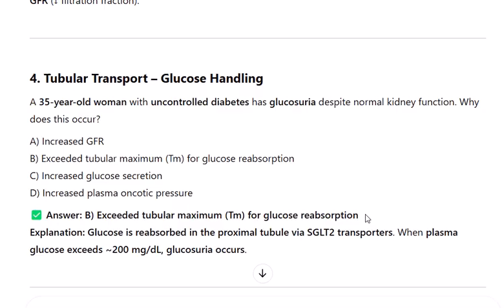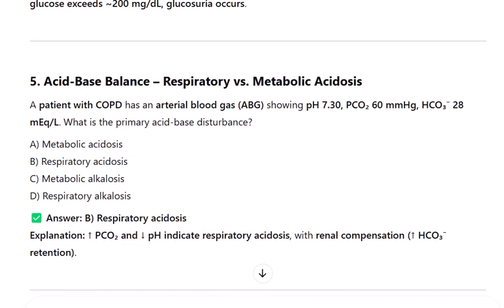5. Acid-base balance, respiratory versus metabolic acidosis. A patient with COPD has an arterial blood gas, ABG, showing pH 7.3, PCO2 60 mmHg, HCO3 28 mEq/L. What is the primary acid-base disturbance? A. Metabolic acidosis. B. Respiratory acidosis. C. Metabolic alkalosis. D. Respiratory alkalosis. Answer B. Respiratory acidosis. Explanation. PCO2 and pH indicate respiratory acidosis, with renal compensation; HCO3 remains elevated due to retention.